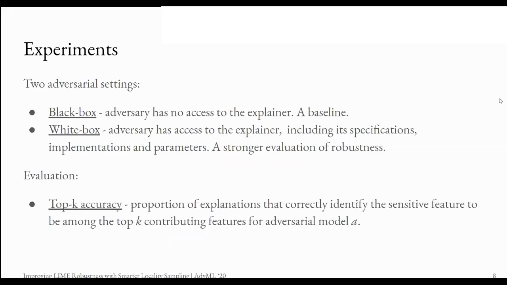In the white box setting, we assume that the adversary now has increased access to the explainer, including its specifications, implementations, and even its parameters. The attacker thus can generate training data for the critic from the same sampler which the explainability model uses to generate explanations. This is a strictly stronger adversarial setting than the black box setting and provides a stronger evaluation of robustness. We measure the robustness of an explainability algorithm based on top K accuracy, or the proportion of explanations which correctly identify the sensitive feature to be among the top K contributing features for the adversarial model.